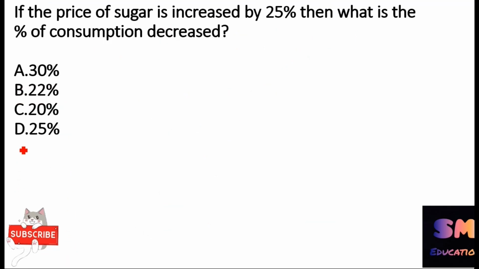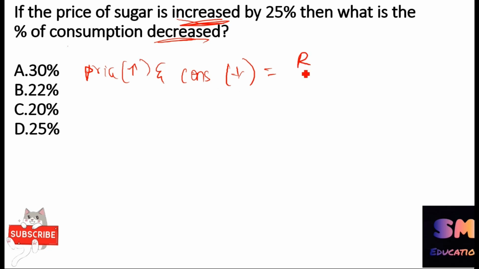Next one. If the price of sugar is increased by 25%, then what is the percentage of consumption decrease? See, these types of problems have some formula. If the price value increased and the consumption is decreased, we have to use R by 100 plus R into 100 formula. This is the formula that has to be used.